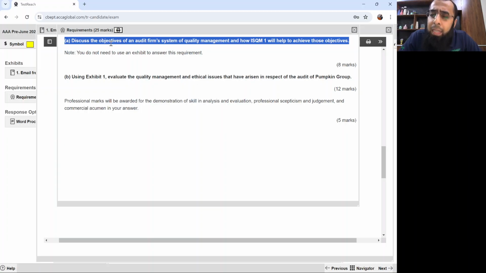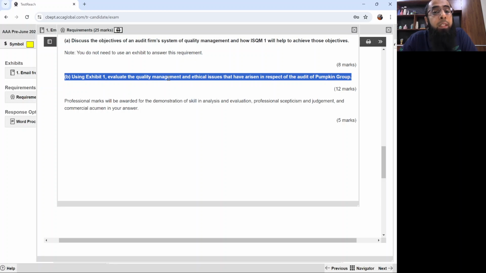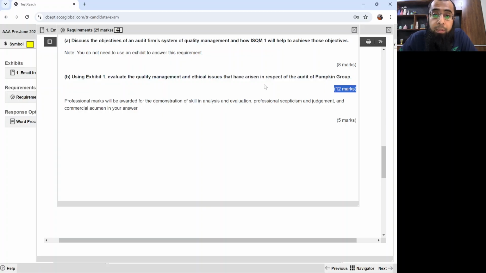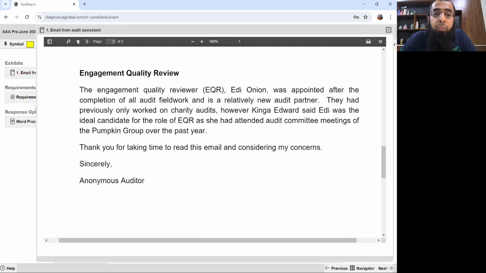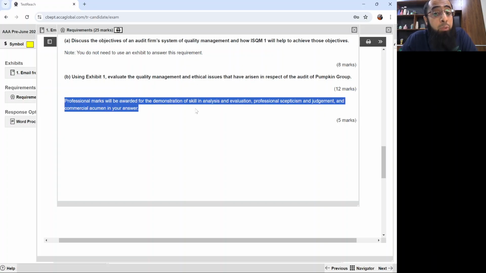See, it happens very rarely that the examiner gives you a rote learning requirement like this: objectives of an audit firm's system of quality management and how ISQM1 helps to achieve those objectives. And you are not required to use any exhibit. So this means it is just a theoretical and learning based requirement. Part B. Using Exhibit 1, evaluate the quality management and ethical issues that have arisen in respect of the audit of Pumpkin Group, 12 marks. Now, this relates to this scenario, and you have to pick up the issues of quality which exist in this scenario. Professional marks will be awarded for the demonstration of skills in analysis and evaluation, professional skepticism and judgment, and commercial acumen in your answer.